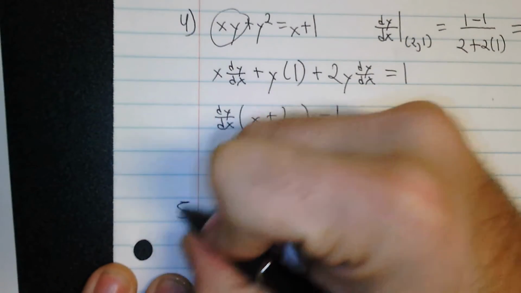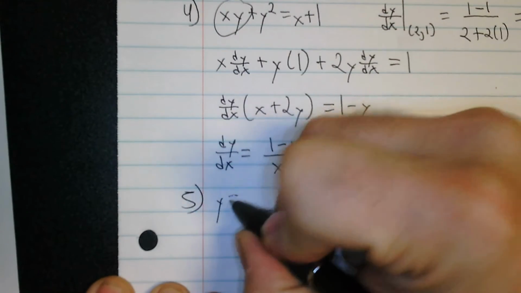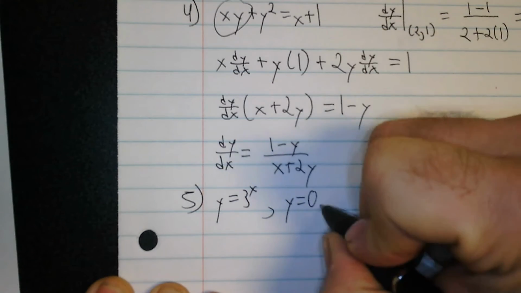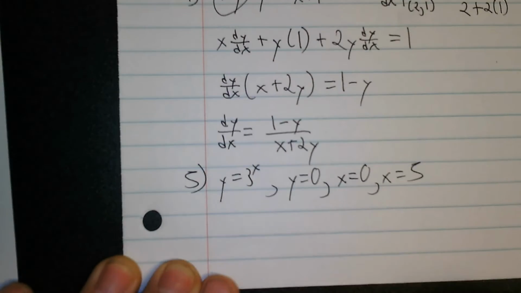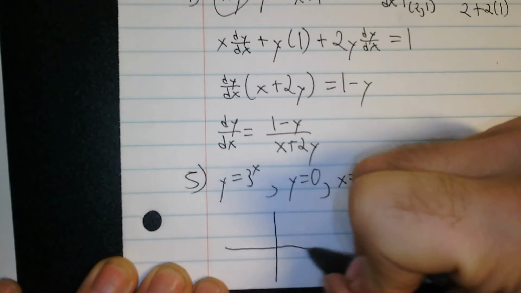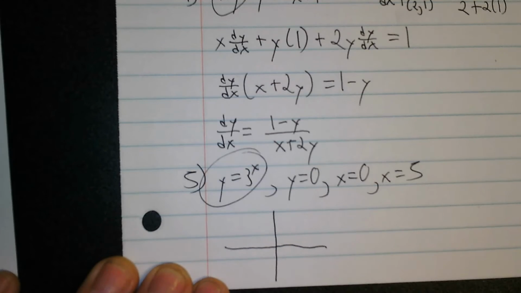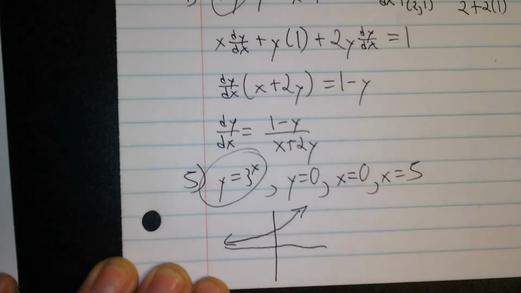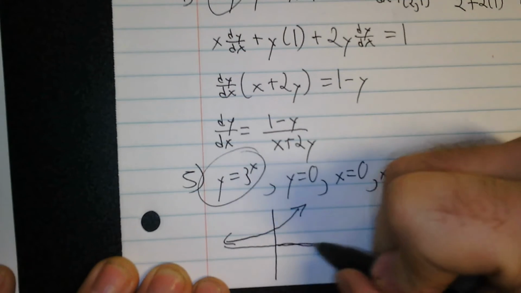All right, on to number 5. Number 5 says find the area between y equals 3 to the x and the x-axis, which of course is y equals 0, x equals 0, and x equals 5. No problem. Best thing to do is graph it so you know what it looks like. This is a what type of function? It is an exponential growth function. So, boom, right there.